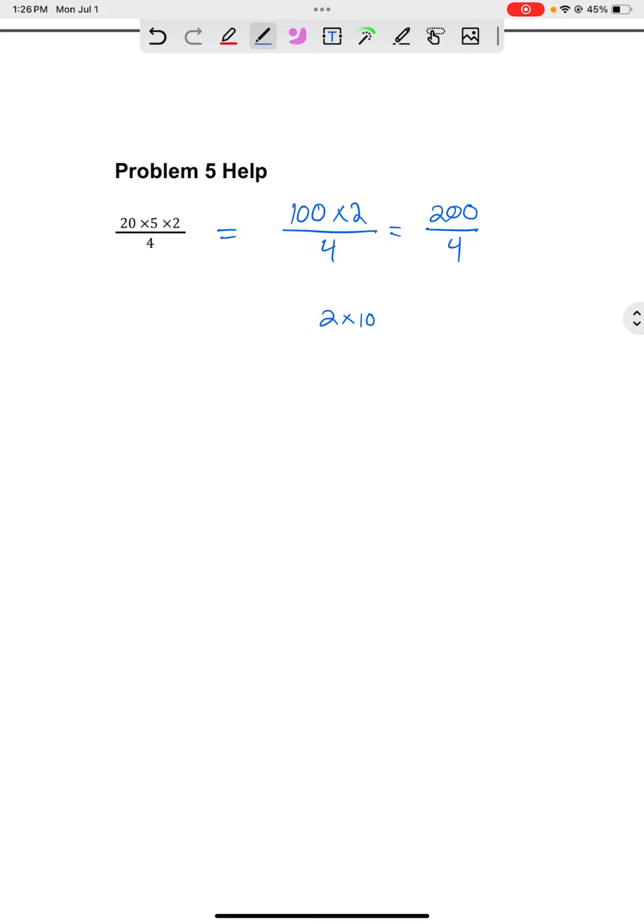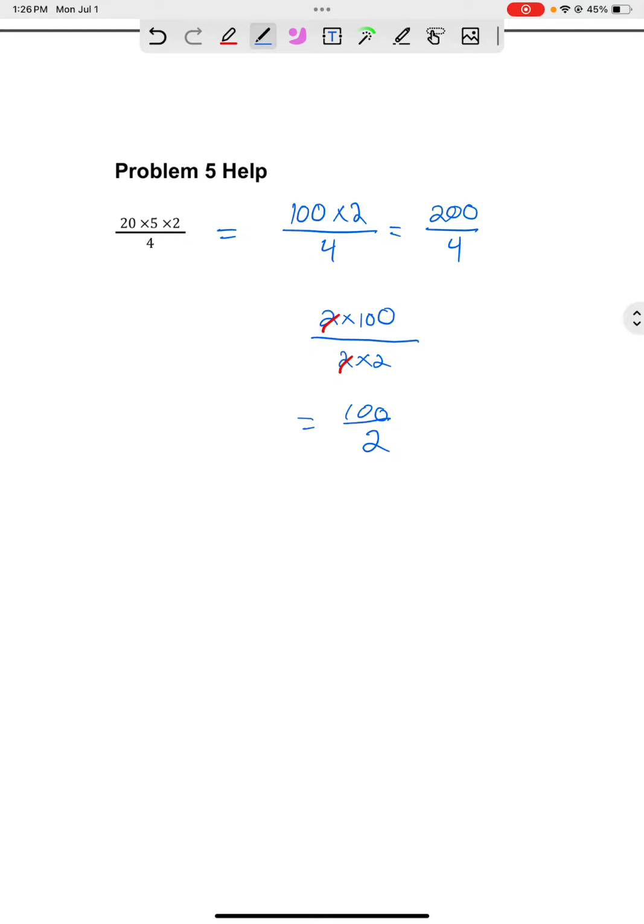But what you might be able to do rather easily, because of the step we just saw, is to see that 200 is 2 times 100, and 4 is 2 times 2. And so that means that this factor of 2 cancels with that factor of 2, which leaves us with 100 divided by 2. And now you may automatically be able to say, oh, well, that's 50.